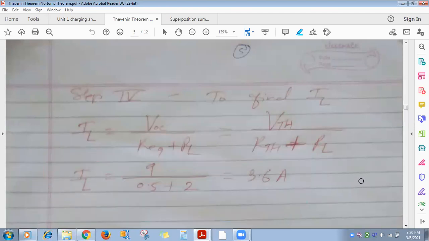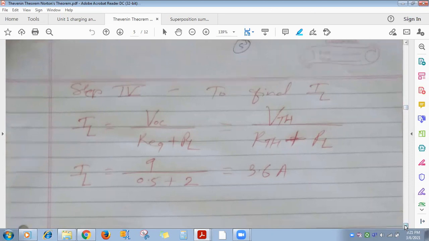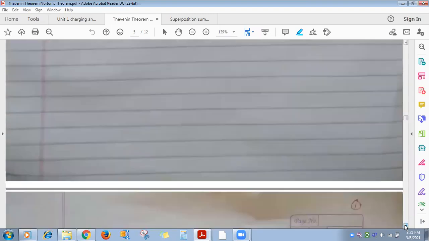This answer you can cross check using superposition also, and Kirchhoff's also; you will get 3.6 ampere. Okay, can we go for the next sum? Any doubt? No, ma'am. Okay, fine. So everyone draw the second sum.